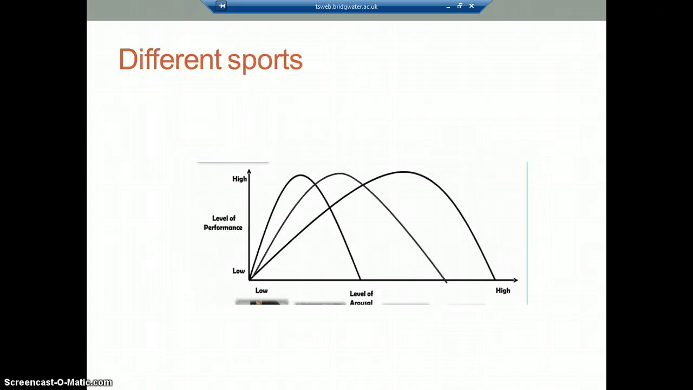Different types of sports. There are 3 different types of arousal sports, and first looking at low arousal sport, like darts, where you are looking for precise movement and high concentration so you can keep the focus on the dart throw. That would be the first line closest.